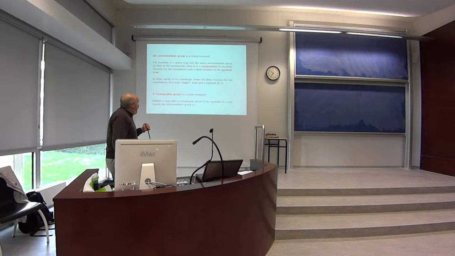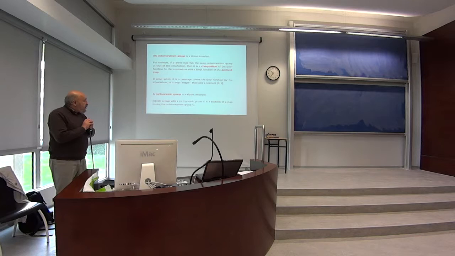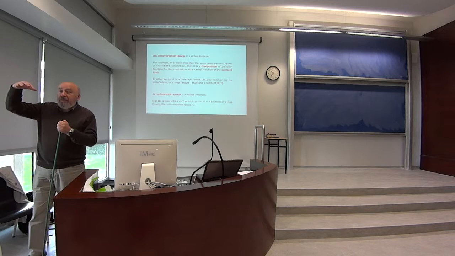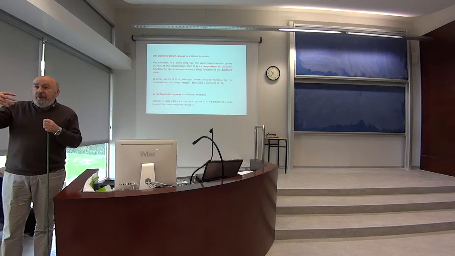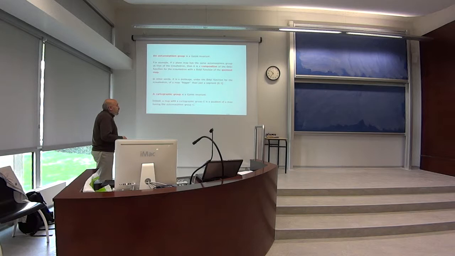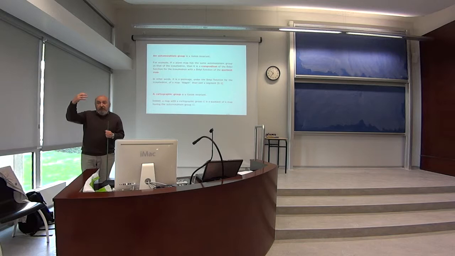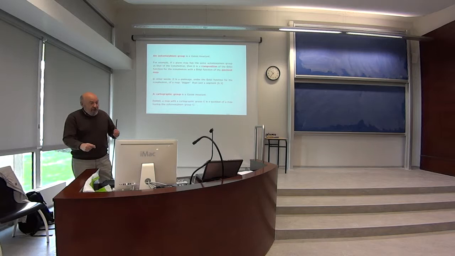The cartographic group is a Galois invariant also since there exists a covering of a map with a regular map. So if there is a map with a cartographic group G, then it is a quotient of a map having the automorphism group G. So there exists a composition of first this covering and then another function.